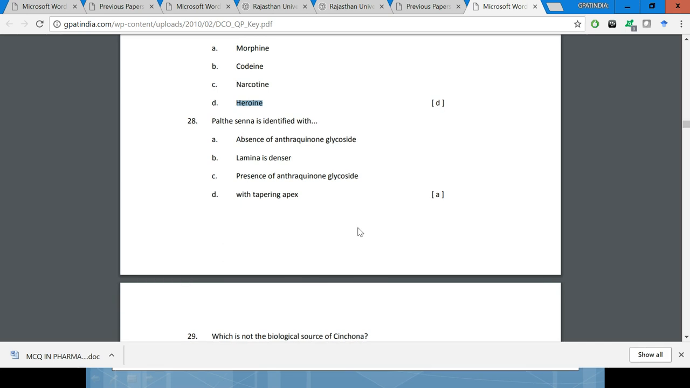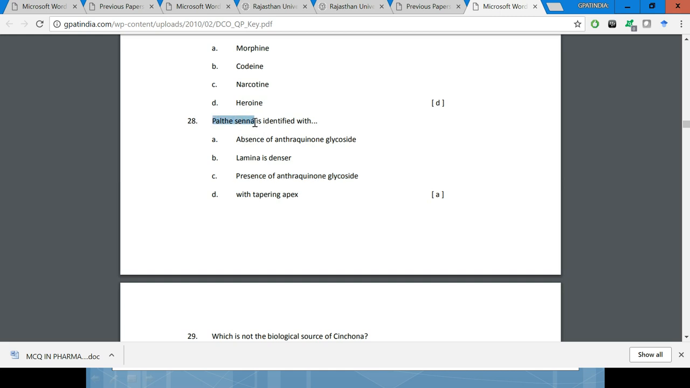Next question is, Palthe senna is identified with. If we look at all these answers, these two, A and C, are contradictory to each other, and that is another way to solve the problem. So I will cut B and D, and look at the answer from A and C in a general sense, not for this particular question, but that is another way to sort out certain MCQ questions, because one is saying absence of anthraquinone glycoside and another is saying presence of anthraquinone glycoside. So I am sure the answer should be one of these two in any case.